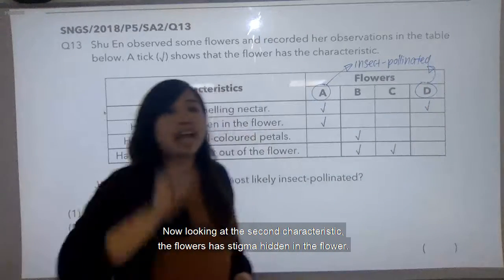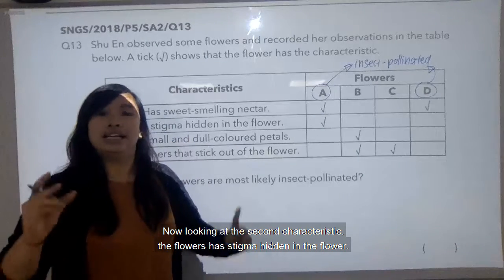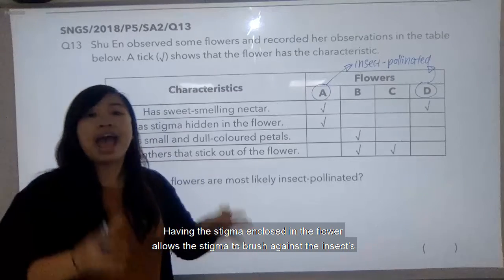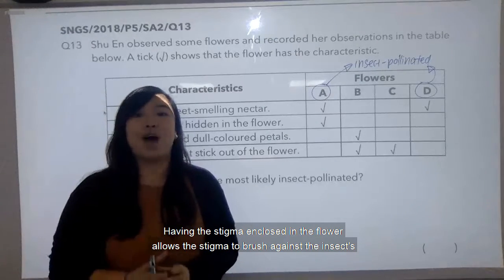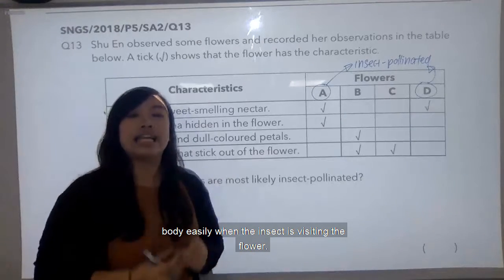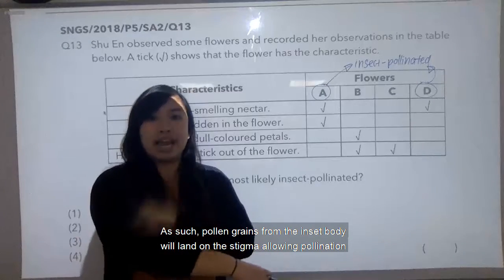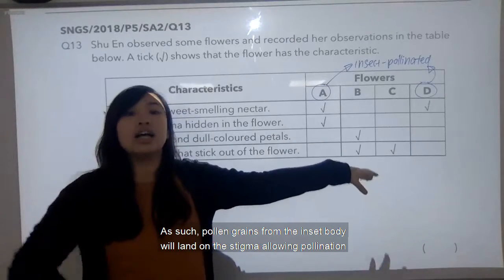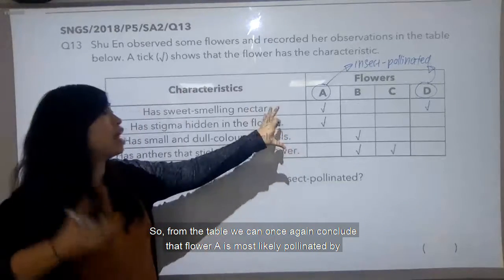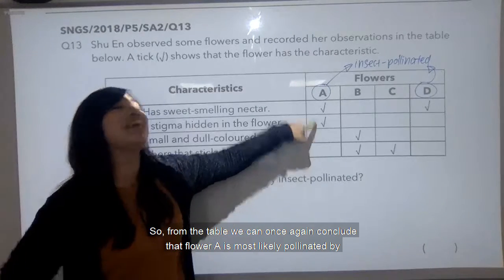Now looking at the second characteristic, the flowers have stigma hidden in the flower. This is a characteristic of an insect pollinated flower. Why? Having the stigma enclosed in the flower allows the stigma to brush against the insect's body easily when the insect is visiting the flower. As such, pollen grains from the insect body will land on the stigma, allowing pollination to occur. So from the table, we can once again conclude that flower A is most likely pollinated by insects.